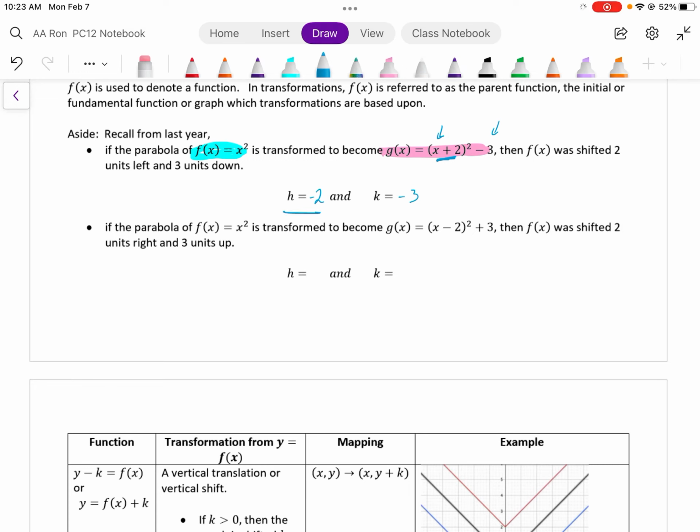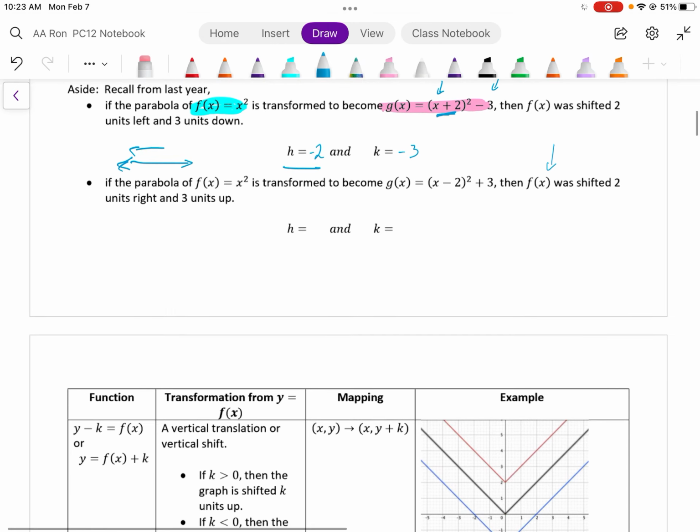Since h is negative 2, now h is the horizontal transformation from last year, and it's going to be a shift to the left since h was negative. K is vertical, and since it's negative 3, it's 3 units down. Now if a parabola f of x is equal to x squared is transformed to become g of x is equal to, open bracket, x minus 2, close bracket, squared, plus 3, then we say f of x was shifted 2 units to the right and 3 units up.